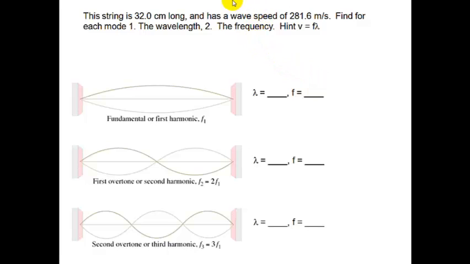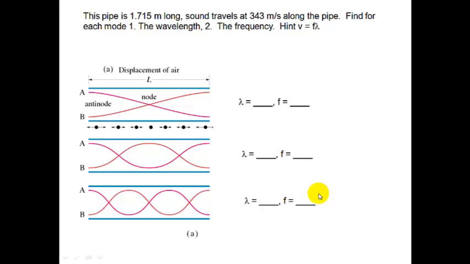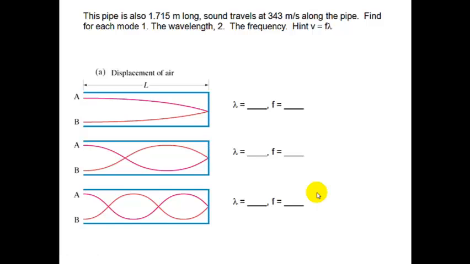For each of these, you can find the wavelength and you find the frequency. Given that the wave speed is 281.6 meters a second, you can find the f for each of these if you can look at the wavelength. This length is 32 centimeters long, so you should be able to find the wavelength and the frequency of all of these. And the same here. And the same here. This one is different.